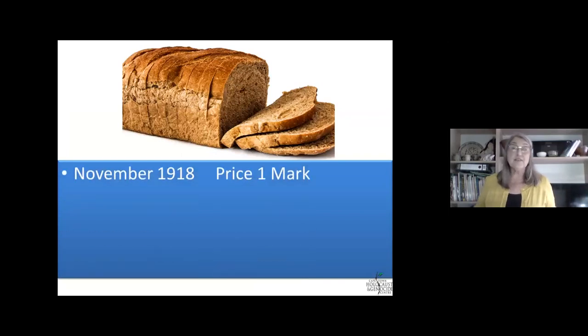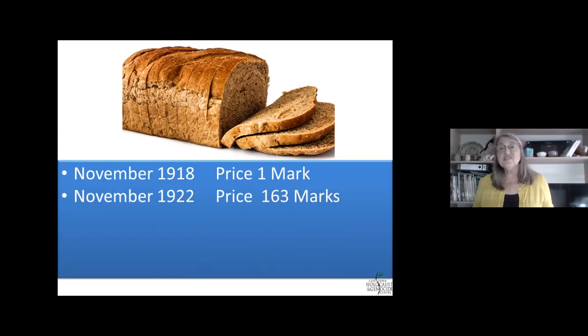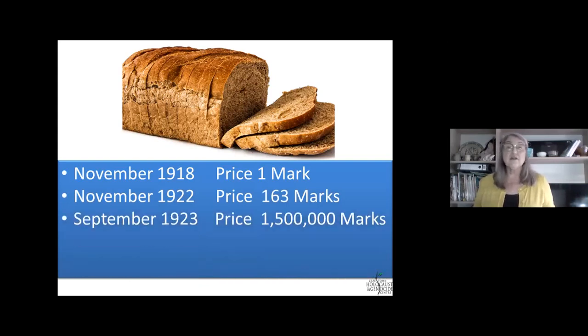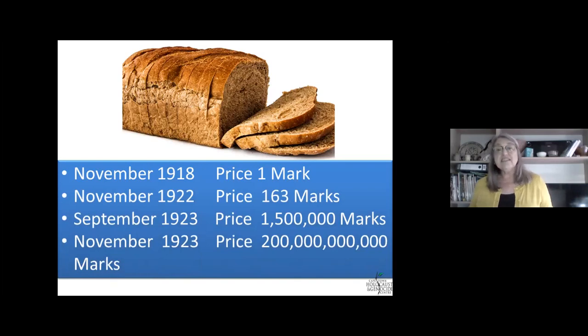Loaf of bread in Germany, November 1918, it costs 1 mark. Now, for your own ease of understanding, imagine that a mark is a rand, okay? So 1918, it costs 1 mark. 1922, the same loaf of bread costs 163 marks. 1923, that loaf of bread costs 1,500,000 marks, and in November 1923, it costs billions of marks, or 200 billion. I'm not even quite sure what that is. But you can see how it becomes absurd. Nobody can afford anything, and the mark has just become valueless.